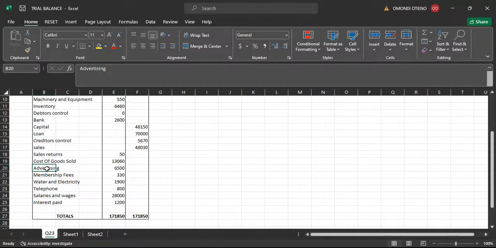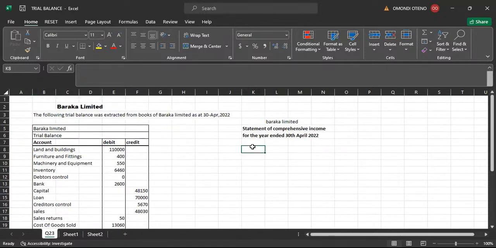We have advertising costs, that's an expense, membership fees expense, water and electricity, telephone expense, salaries and wages expense, interest paid is an expense. So it is just as simple as we are seeing it here. I want us to use this simplified thing to calculate everything. That is the statement of comprehensive income and also statement of financial position. So what will be our first item in the profit or loss account? What will be our first item? So Fozia is telling us that the first item which you are going to have here is sales. So let's have the sales.